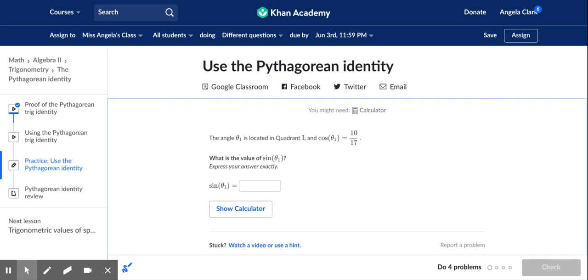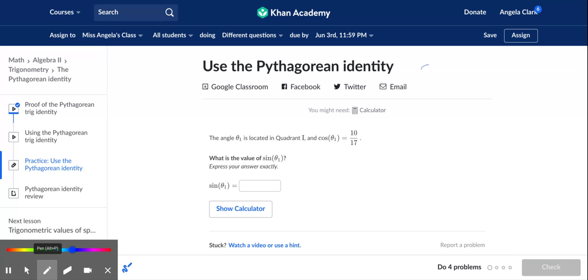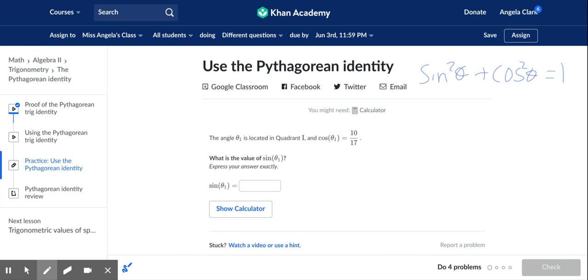But first of all, the Pythagorean identity says that the sine of an angle squared plus the cosine of the same angle squared equals 1. So that is an identity that we have for sine and cosine. You can see the proof here.